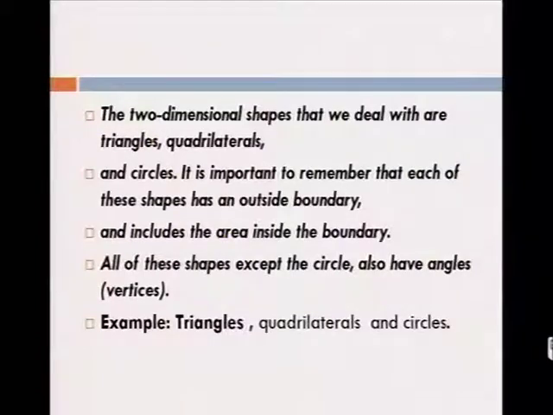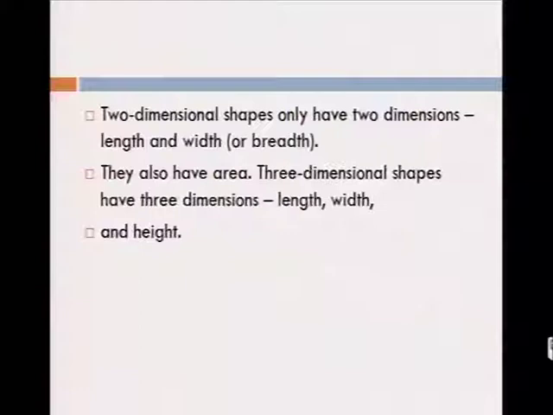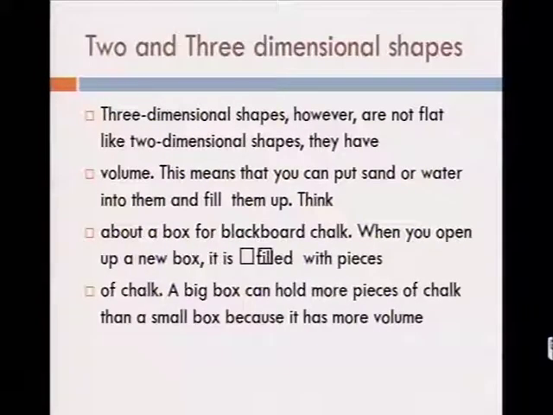The 2-dimensional shapes that we deal with are triangles and quadrilaterals, and also the circle. It is important to remember that each of these shapes has an outside boundary and includes the area inside the boundary. All of these shapes except the circle also have angles, that is the vertices. A triangle or quadrilateral, as 2-dimensional shapes, only has 2 dimensions, length and width, or the breadth, as I told you already. They also have an area. With 3-dimensional, we have the length, the breadth, and the height. Please don't forget about this.